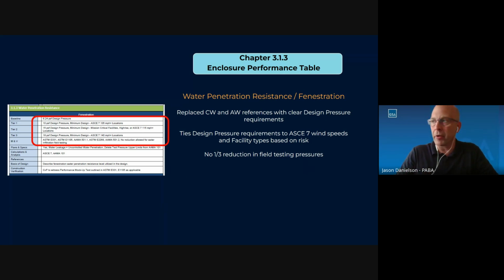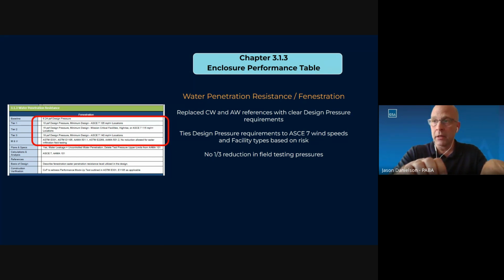So where I ended up going is replacing those, trying to be clear, and having design pressure requirements. This is showing the baseline, the 6.24 design pressure. Just backing up a little bit, this is a refresher for those that are newer to P100. A lot of times we'll have baseline plus those tiers. We don't want to overinvest in certain buildings, but we also don't want to underinvest. So we're trying to determine where the building fits appropriately.